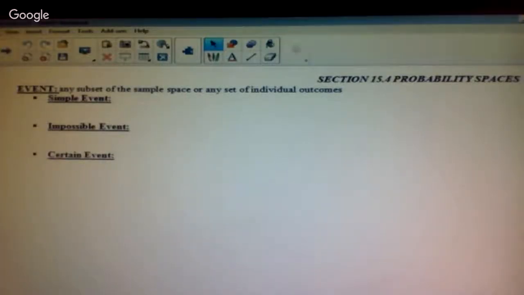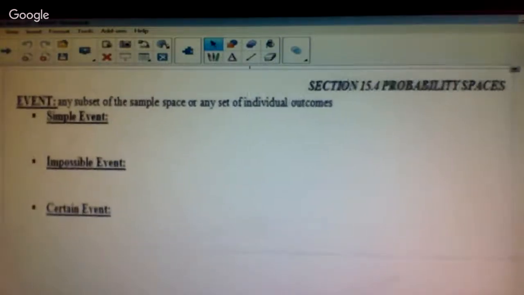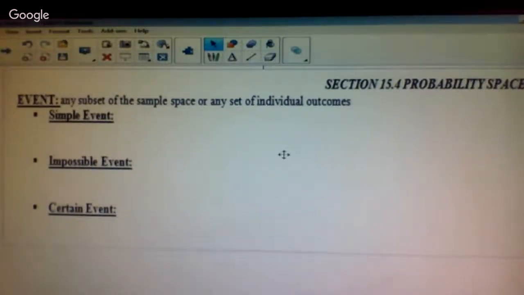All right, so with the last part of chapter 15, we've got to cover 15.4, 15.5, and 15.6. So now we're actually going to do actual probability. If you have a bag full of marbles, what's the probability of pulling out a green? We're actually going to do fractions and probability here. The first thing we need to talk about, though, is probability spaces.